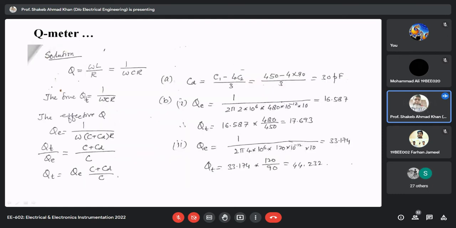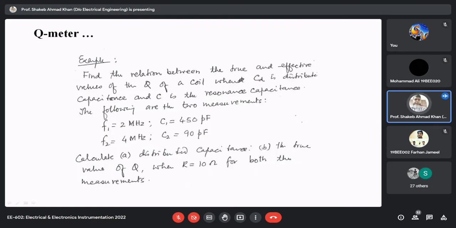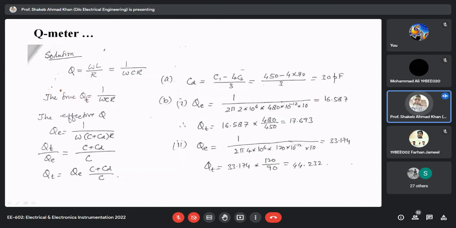Now, first of all, we are supposed to find a relation between the true value and the effective, measured value of the Q. So you see, Q is equal to omega L upon R, or 1 upon omega C R. The true value will obviously be 1 upon omega C R. The effective value, the measured value, will be 1 upon omega (C plus CD) into R.